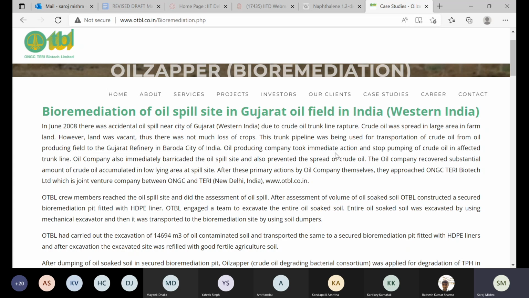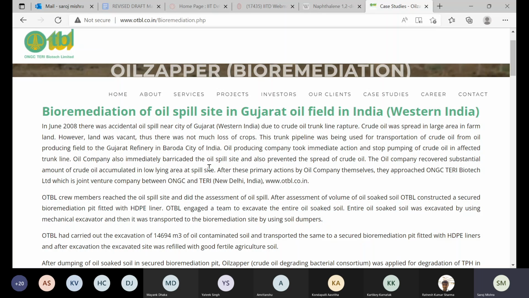This pipeline was being used for transportation of crude oil from the oil producing field to the Gujarat refinery in Baroda city. The oil producing company took immediate action and stopped pumping of the crude oil in the affected trunk line. The oil company also immediately barricaded this oil spill site and prevented the spread of the crude oil, because otherwise it is going to seep through the soil to the adjacent area.